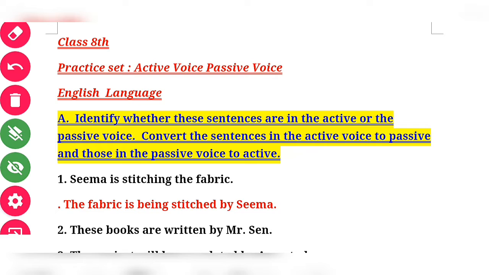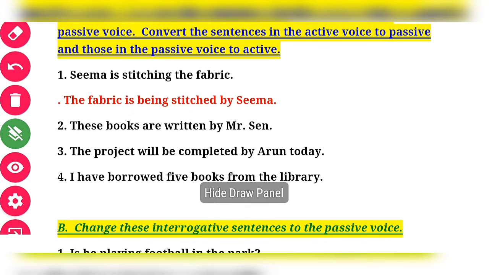The first question is: identify whether these sentences are in the active or the passive voice. Then convert the sentences in the active voice to passive, and those in the passive voice to active. Okay. First is, Seema is stitching the fabric.